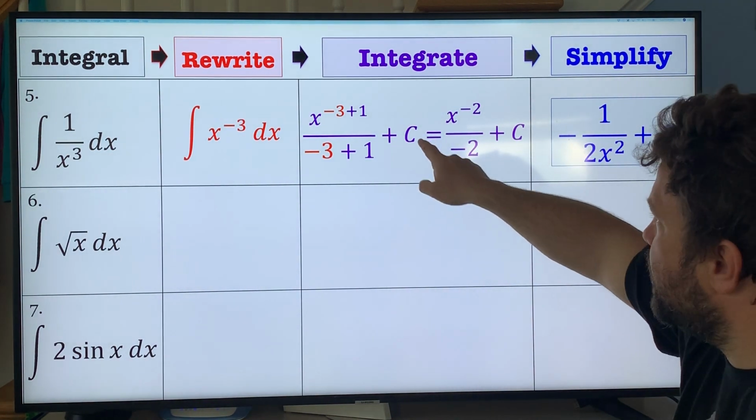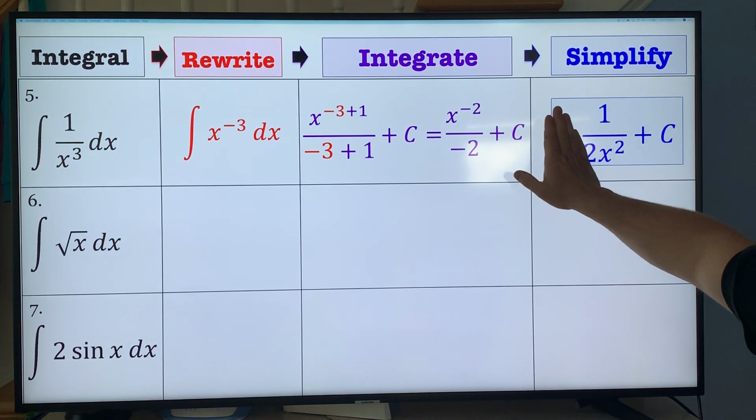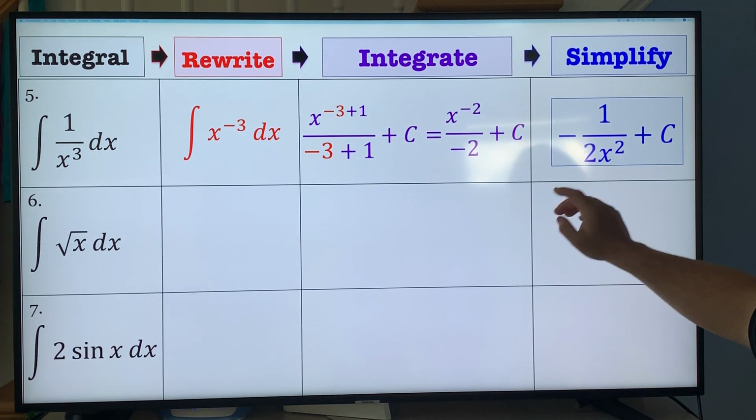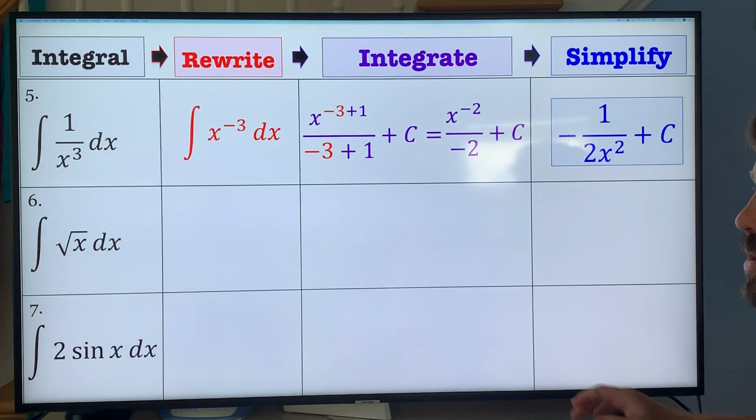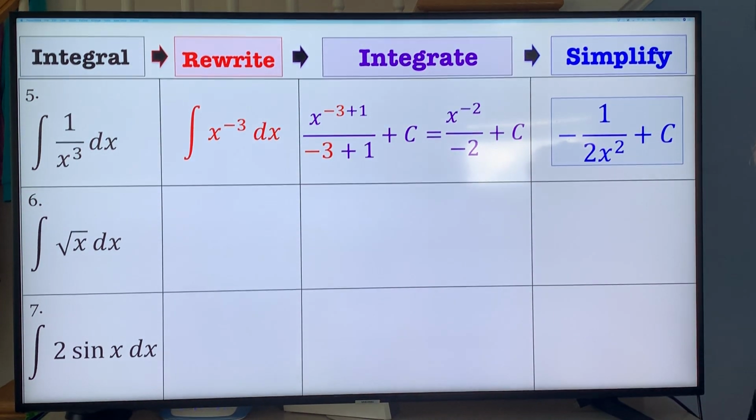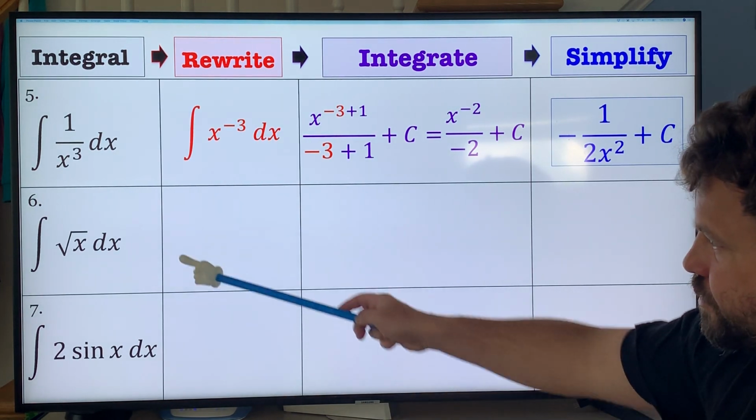I just took the negative and dragged it out front. If you want to leave this as regular 1 over negative 2x squared, you can. Negative 1 over 2x squared plus c. Voila. Do problems 6 and 7. Go. Now let's go over them.